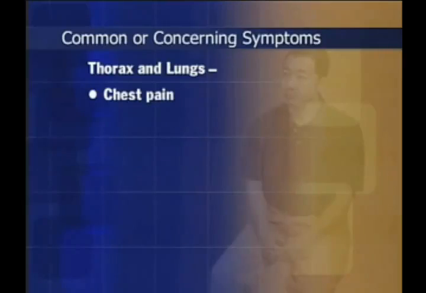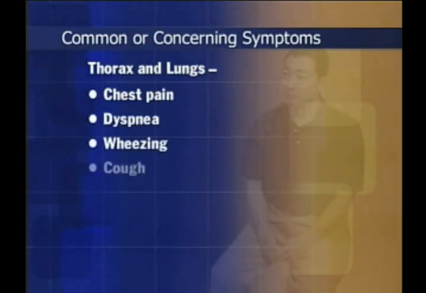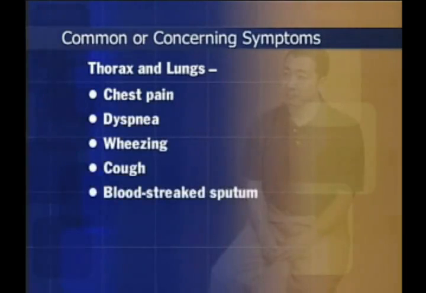In either case, you will record the patient's chief complaint, along with common or concerning symptoms. Common or concerning symptoms relating to the thorax and lungs include chest pain, dyspnea, wheezing, cough, and blood-streaked sputum. By eliciting the patient's concerns before the examination, you prepare for an examination that is efficient and productive.